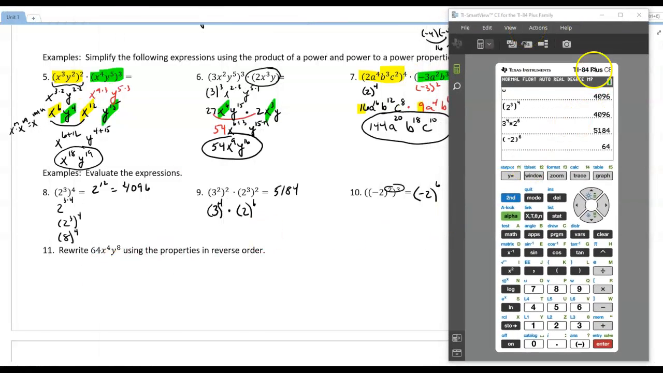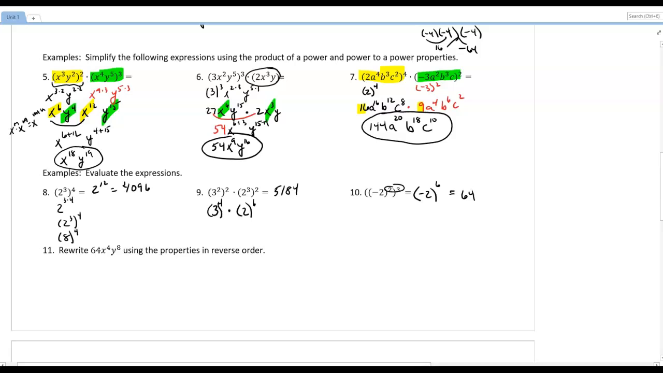Now, the last one here, it says, rewrite 64x to the 4th, y to the 8th, using properties in reverse order. Well, think about it. What could I raise to some power to get this? Well, right away, 64 I know is the same as 8 to the 2nd. So if I write 8 here and I put an exponent 2 on the outside, I'm going to ask myself, x to what power to the 2nd would give me x to the 4th? What could I raise that x to? Well, I would multiply the exponents here. So 2 times 2, so x to the 2nd will give me x to the 4th.